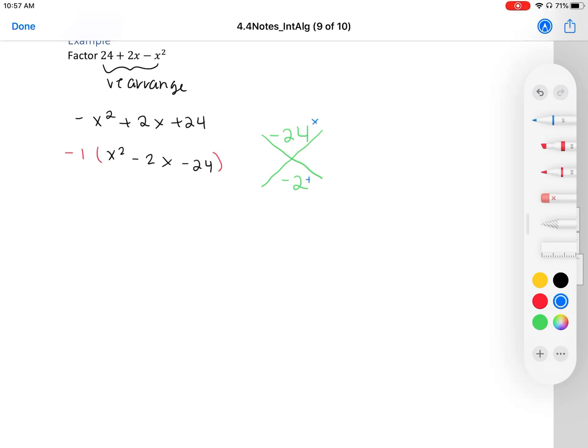So I know 6 and 4 will work. I need one of them to be negative, and I want it to add to be a negative 2. So negative 6 plus 4 will do the work. So we have x minus 6 and x plus 4. Don't forget the negative you factored out. And that is our answer.